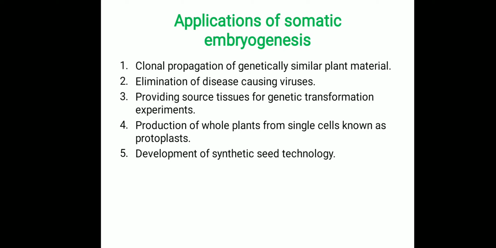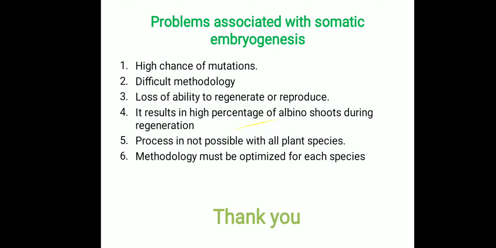So let's see the applications of somatic embryogenesis. The first application is that clonal propagation of genetically similar plant material is possible. The second is elimination of diseases such as viruses and pathogens through this method. The third is providing a source of tissues for genetic transformation experiments. The fourth is production of whole plants from single cells known as protoplasts. The fifth application is development of synthetic seed technologies. Since the embryos are very small in size, we can easily develop synthetic seeds in large numbers in a small area.